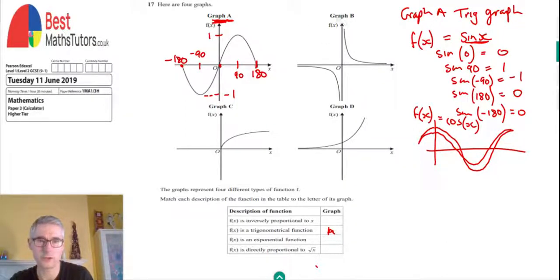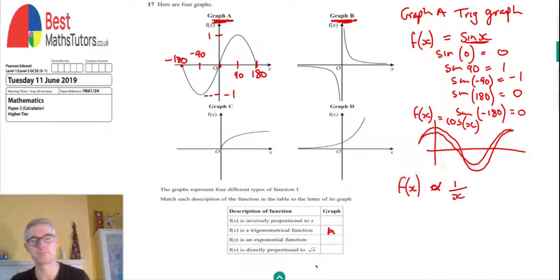And I'm now going to look at this one, graph B. What graph B is, it's actually inversely proportional. So let's look at why that is the case. Inversely proportional will be saying that f of x is inversely proportional. I can write that as the proportional sign, and it's proportional to 1 over x.